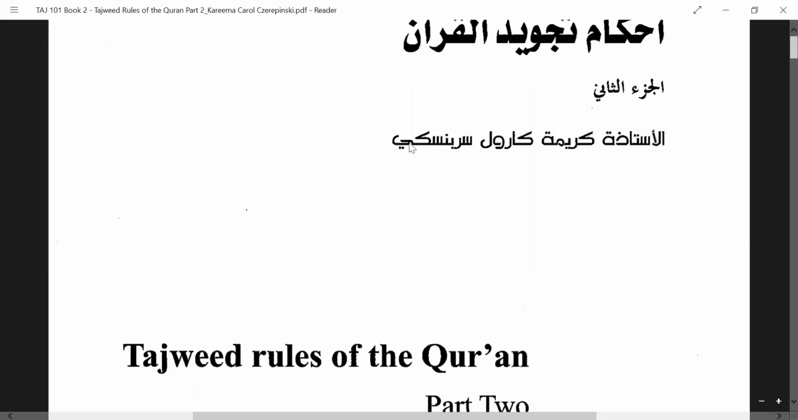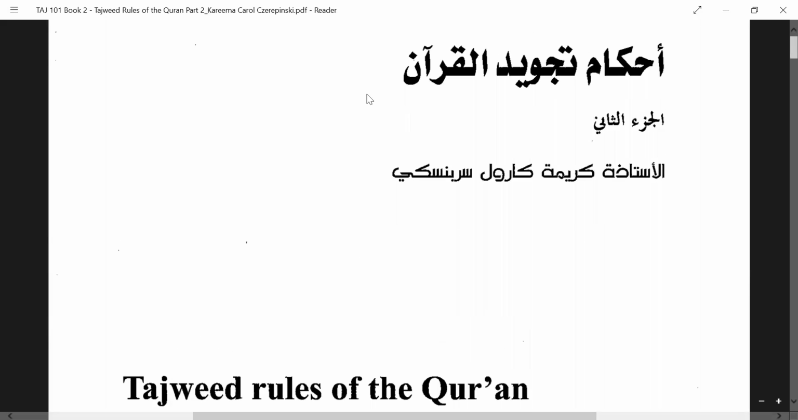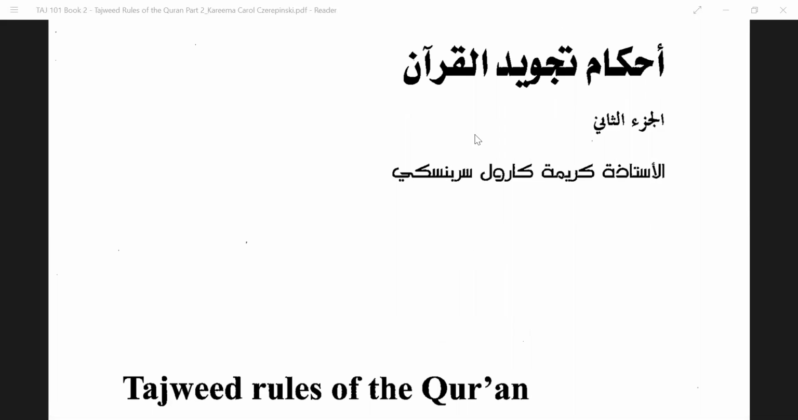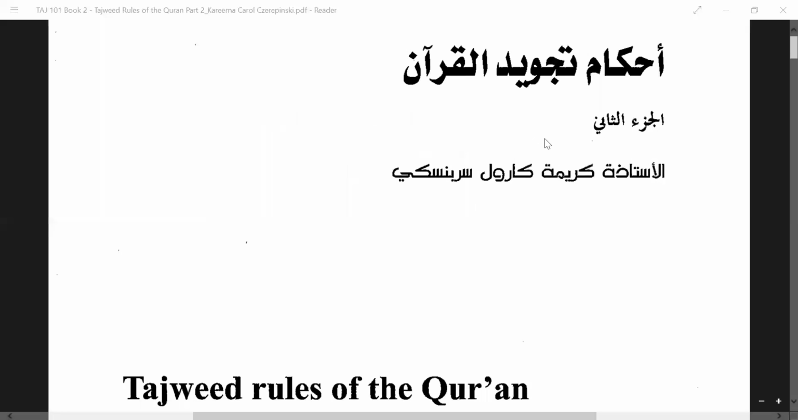This session is for Tajweed theory, Tajweed rules. Please, all of you mute your mics. This is known as Ahkam Tajweed al-Quran, which is Tajweed rules of the Quran. This is part 2. There are 3 volumes to this book.